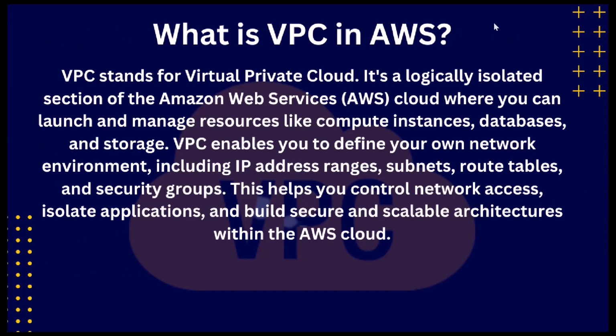First we will see what a VPC in AWS is. VPC stands for Virtual Private Cloud. It's a logically isolated section of the Amazon Web Services cloud where you can launch and manage resources like compute instances, databases, and storage. A VPC enables you to define your own network environment, including IP address ranges, subnets, route tables, and security groups.